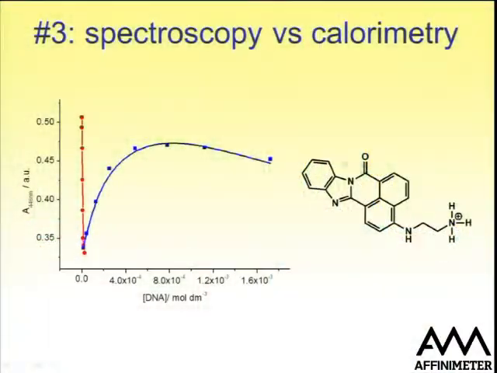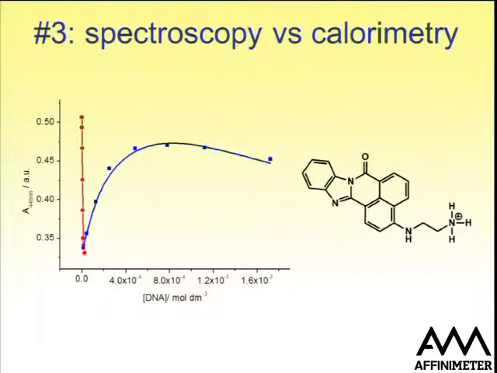Okay, so another example of comparing spectroscopy with calorimetry. This is a compound that we've been interested in carrying out DNA binding studies with. What happens with this particular compound is if you titrate it with DNA, so you start with a solution of this compound and add more and more DNA, you see a very steep decrease in the absorbance at the beginning. And after that, you get something that looks like a normal binding curve.